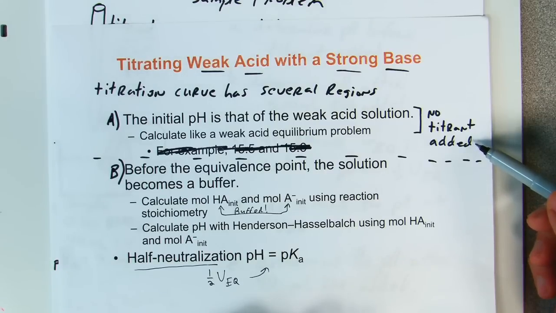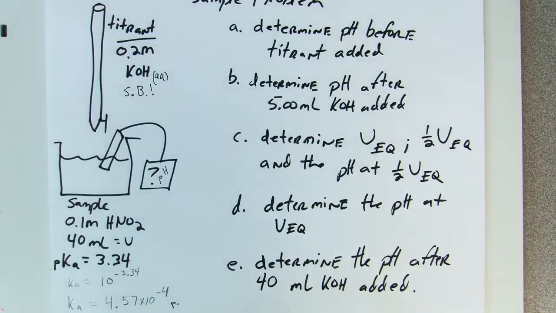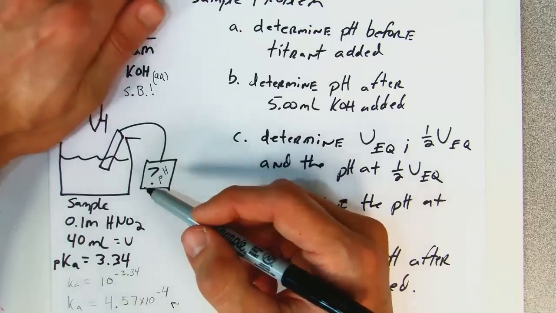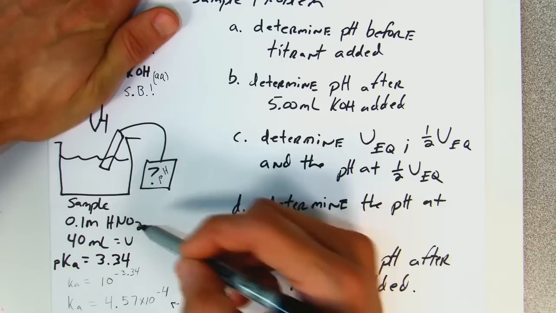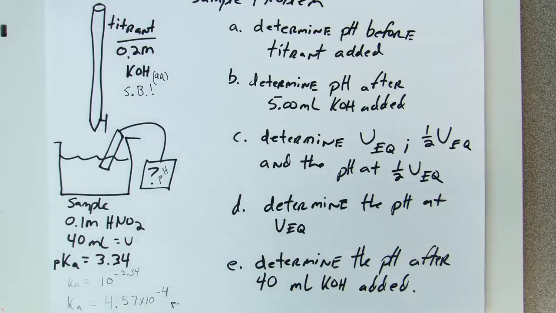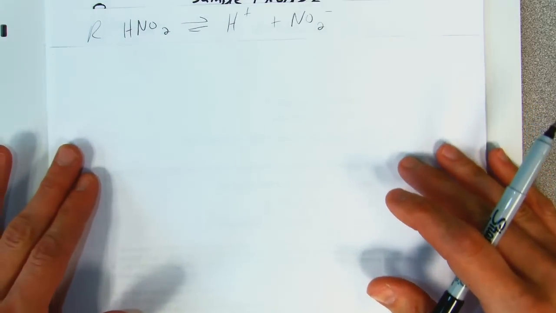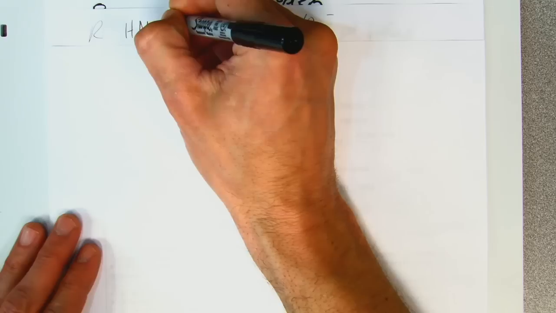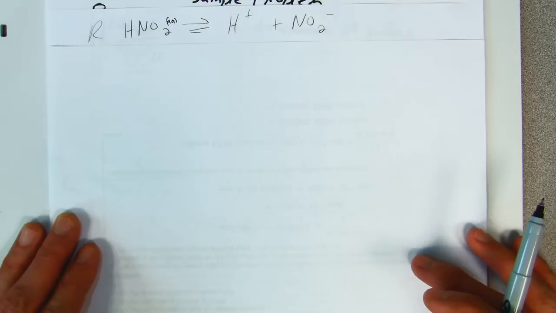No titrant's been added, so we can calculate it like a weak acid equilibrium problem, like we learned how to do in the previous chapter. And this is certainly true, because if we haven't added any titrant yet, all I've got is a beaker full of a weak acid of 0.1 molar. So can I just work my RICE table and figure out what my pH should be? Sure, I can do that. But before I do that, I have to figure out what my reaction of consequence is. Here we've got our acid, the HNO2, and it can act as an acid, donating a proton, H+, and making the NO2 minus anion. So that's my R, that's my reaction.